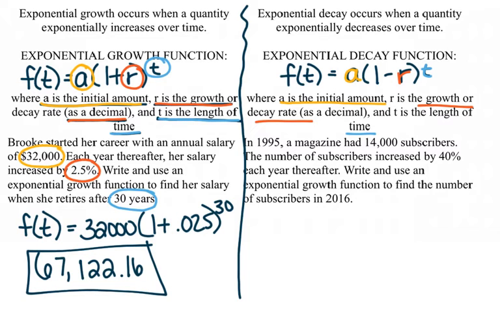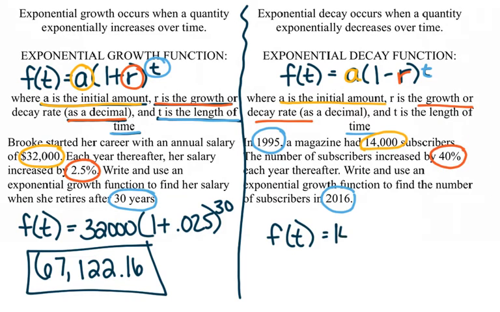Okay, but look at the next one. In 1995, a magazine had 14,000 subscribers. The number of subscribers increased by 40%. Write and use an exponential growth function to find the number of subscribers in 2016. So our time is between 1995 and 2016. So we'll just have to subtract, but pretty easy.